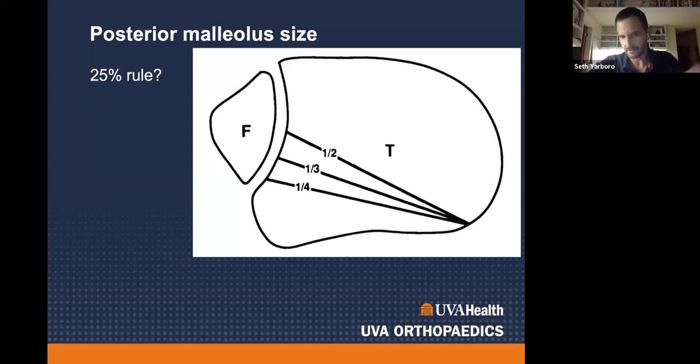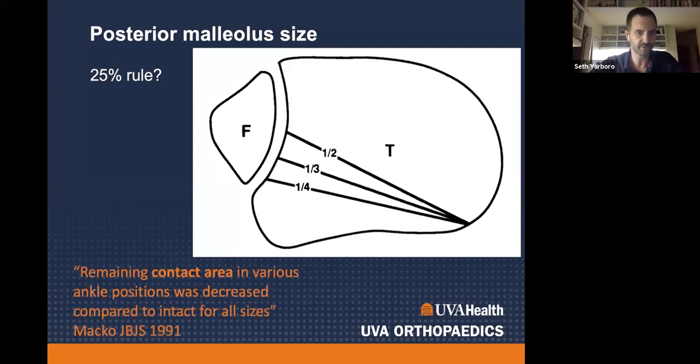They used contact paper to look for increased stress when they loaded the foot, and their conclusion was that the remaining contact area in various ankle positions was decreased compared to the intact specimen for all sizes, and thus the 25% rule was born. And I wish that was a joke, that's where this sort of dogma has come from, but that's it. So, you know, if they had decided 1/5 was a pretty cool fraction, then I guess 20% would have been the rule, but it was not. So I would throw the 25% rule out as having any real bearing for decision making.